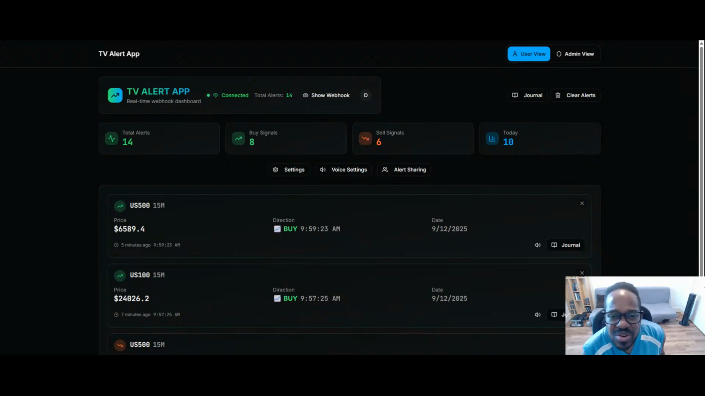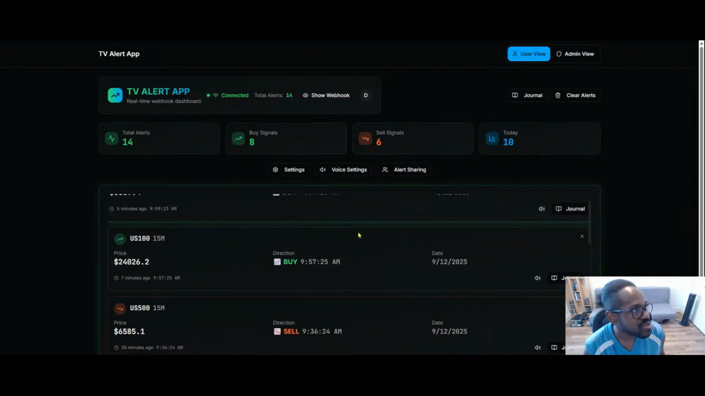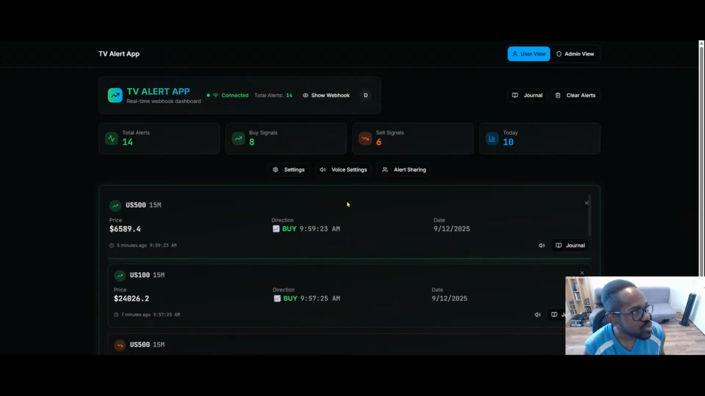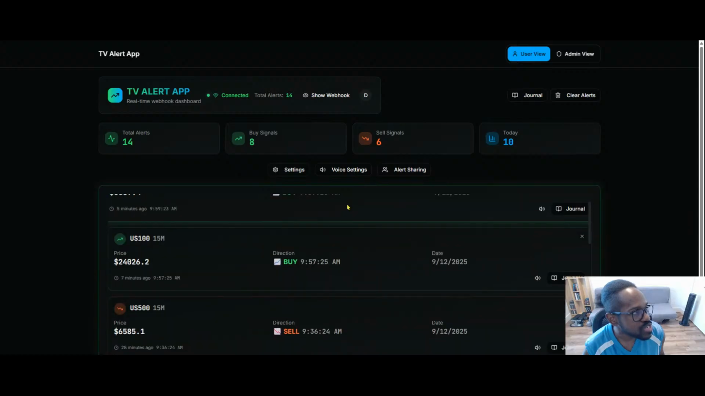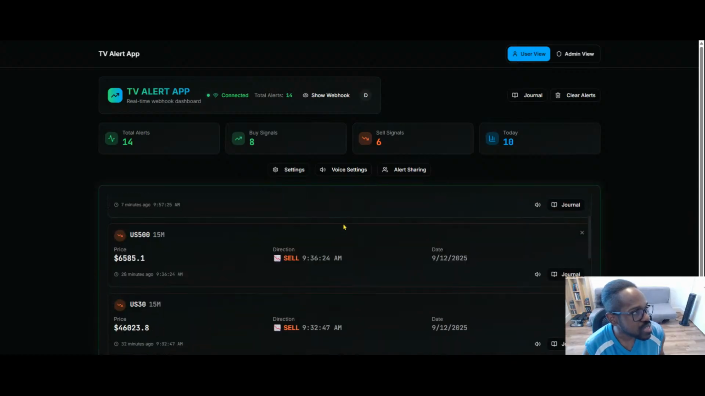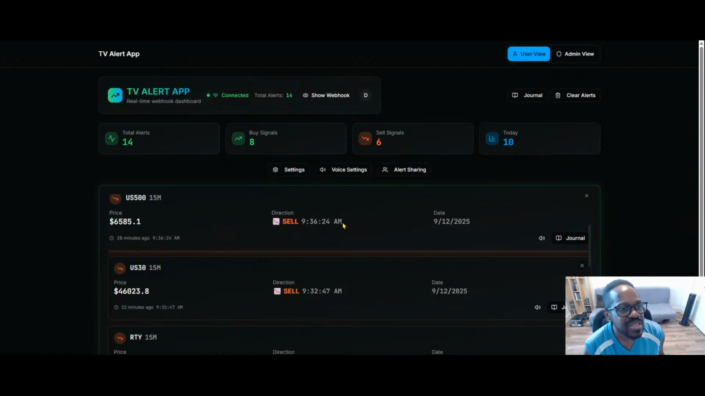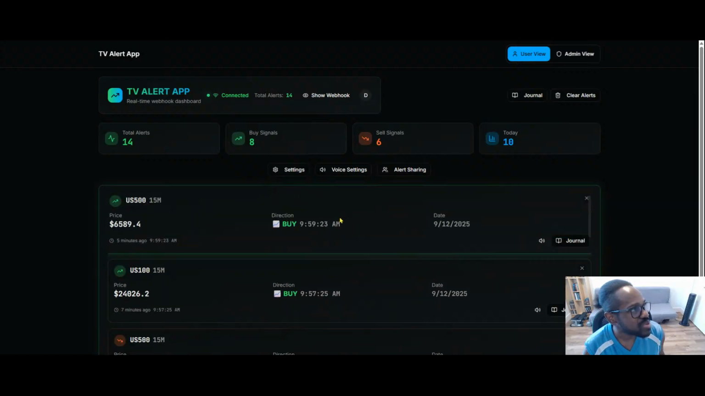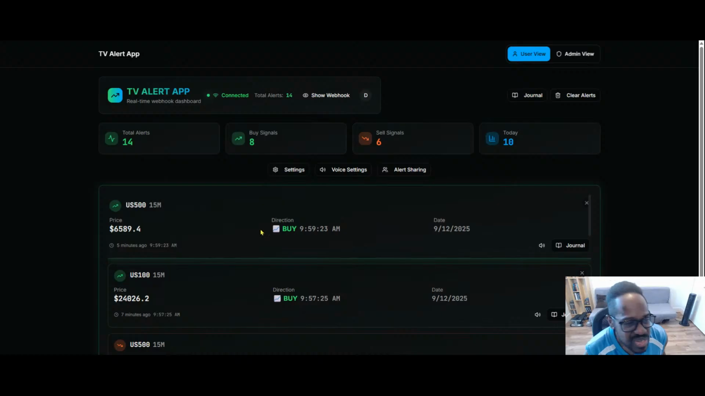Today's total is at 10, but overall it was 14. So that was since yesterday. So what I'm gonna do starting next week is I'm gonna reset everything fresh each and every day, so we could see exactly the alerts that were coming in here in the TV alert app. But for now, as you can see, those are the alerts that came in.